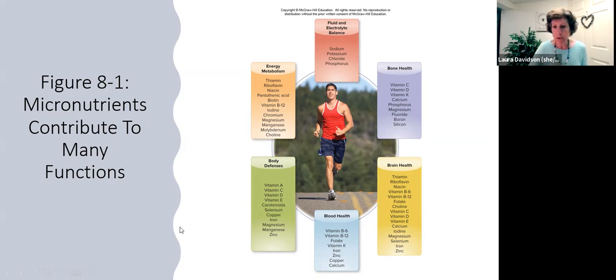But as we're looking at these functions of micronutrients, we can clearly see that there's crossover, right? So vitamin C is important for body defenses. Vitamin C is also important for bone health. We see that vitamin C is also important for brain health. So although we'll study it in one chapter that covers one function, there's a lot of crossover.